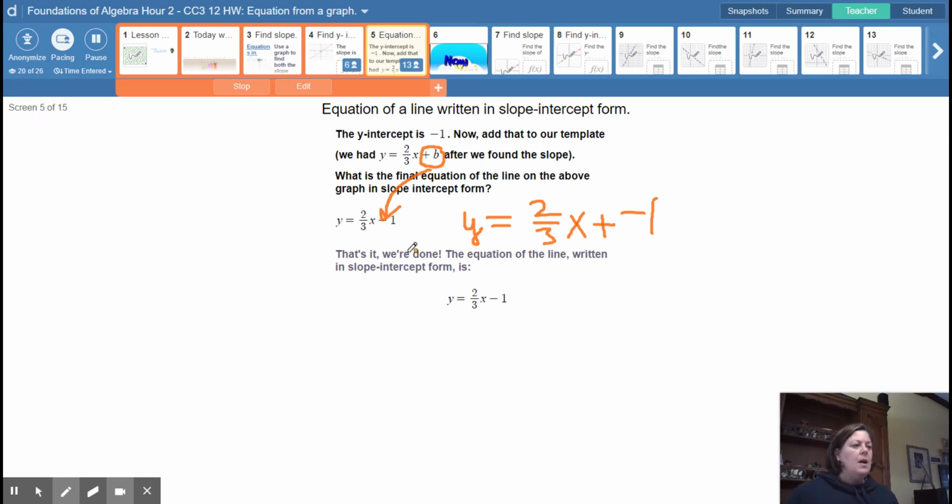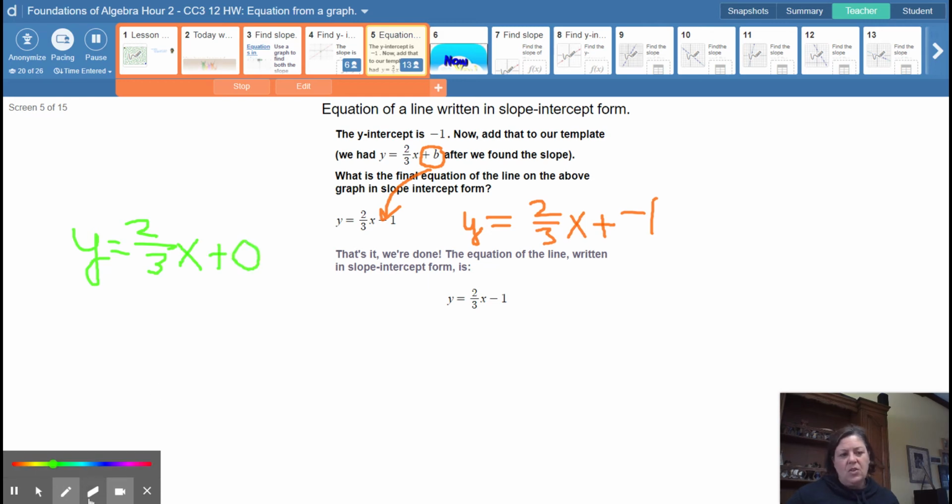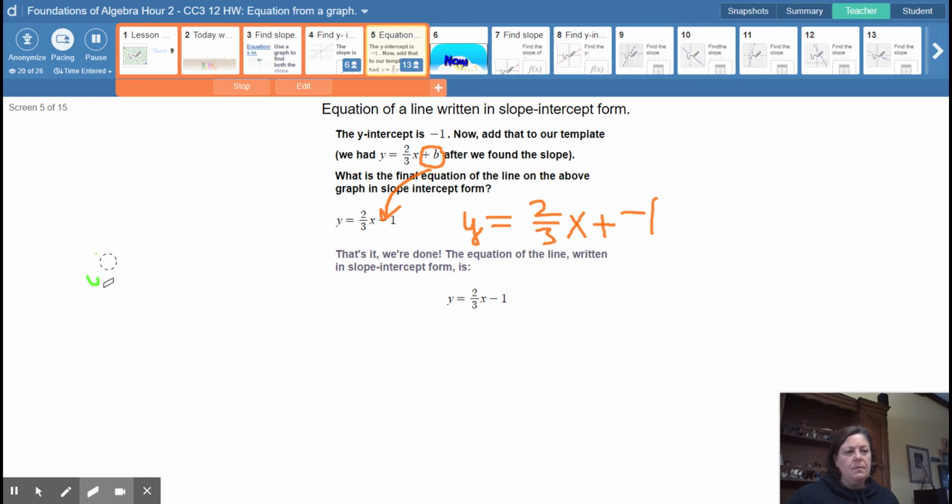Okay? If your y-intercept is 0, if this was 0 instead of -1, you would simply write that equation as y equals 2/3 x. Okay, you can put the plus 0 in there, but why? Adding 0 doesn't change the value of it anyway, so it's just extra writing. So if your y-intercept is 0, then you can go ahead and just leave it off. Okay.